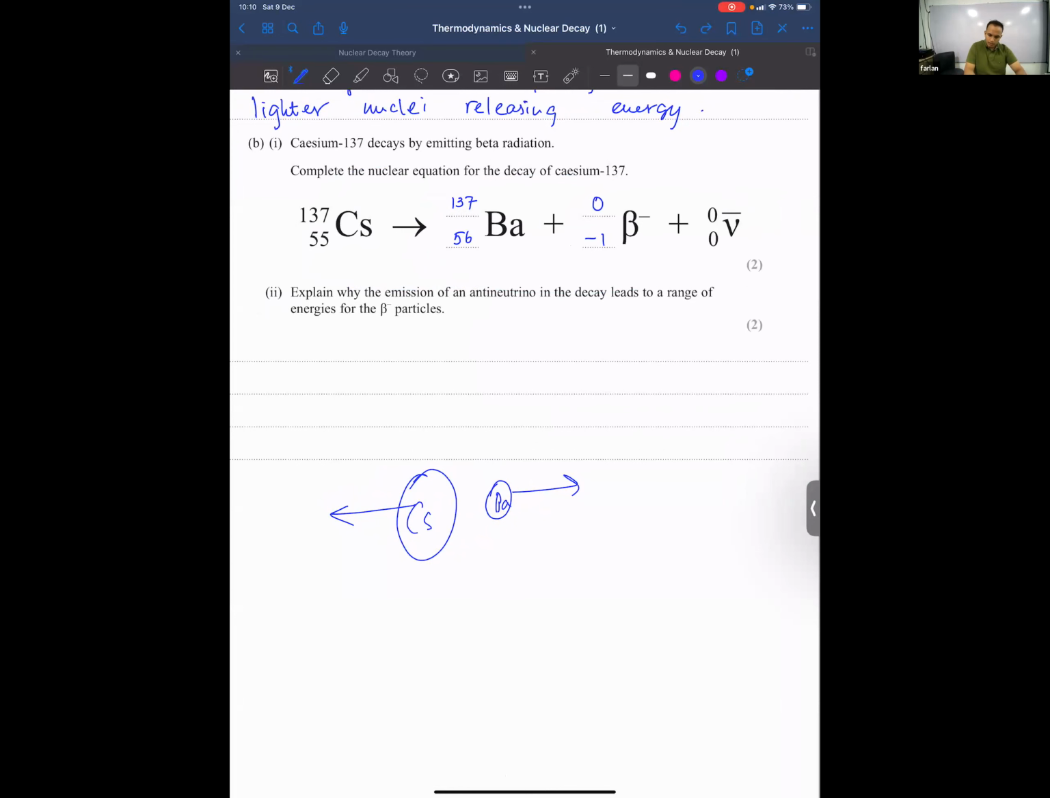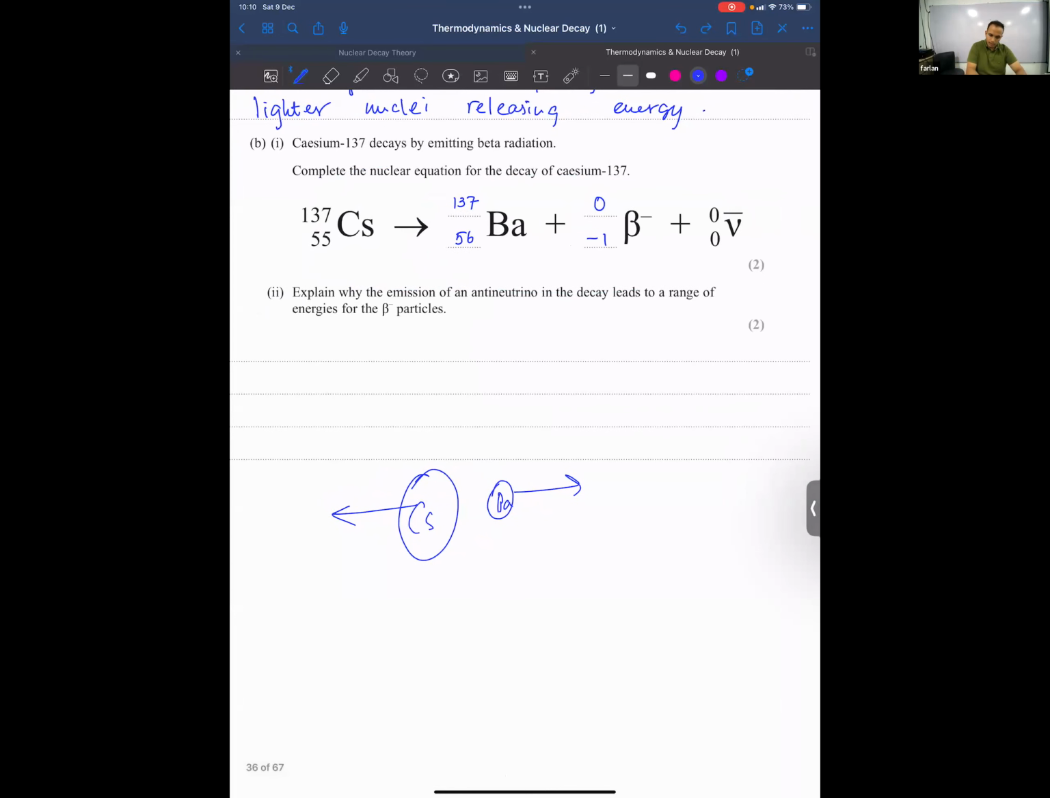So they're asking why it leads to a range of energies for beta minus particles. It will not be the same always. It's randomly distributed. So if it happens once, the beta minus particle will have a certain amount of energy. When the same decay happens again, this beta minus particle will have a slightly different value. It is random. So write the answer.